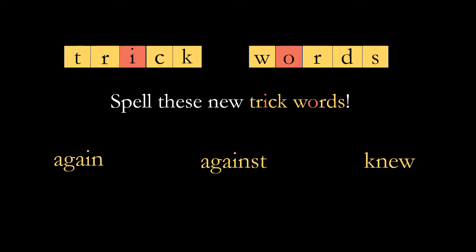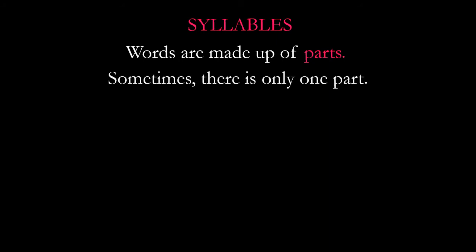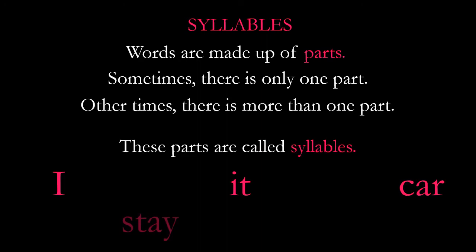Okay, let's get to our very important lesson on syllables. So we've talked a little bit about syllables already this year. We haven't said very much because most of the words that we've worked on only had one syllable. But words are made up of parts, and sometimes there's only one part. Other times there's more than one part. These parts are called syllables.